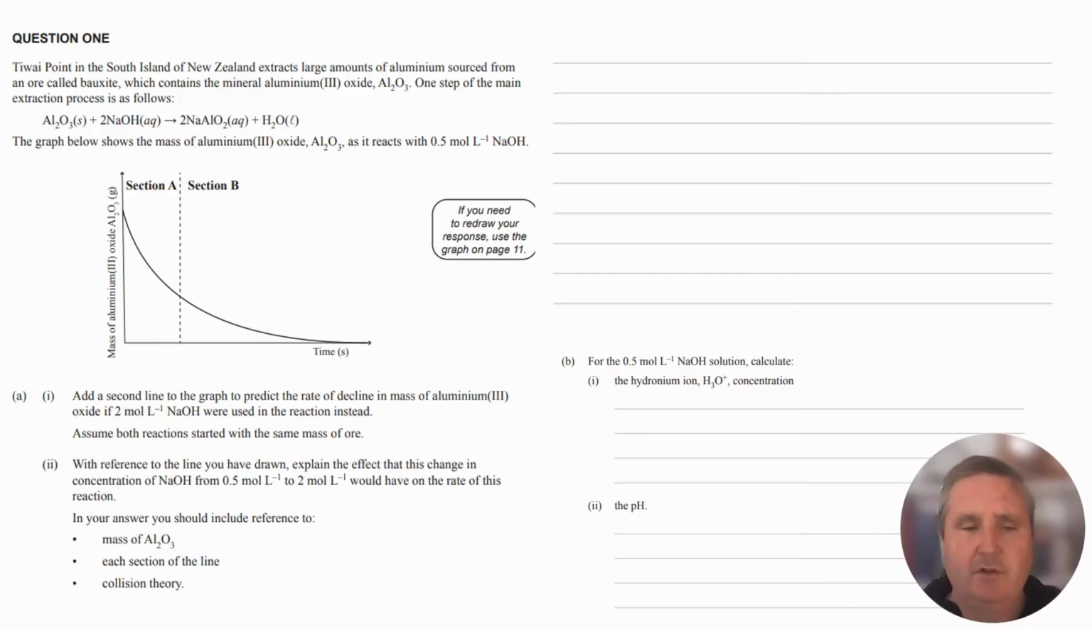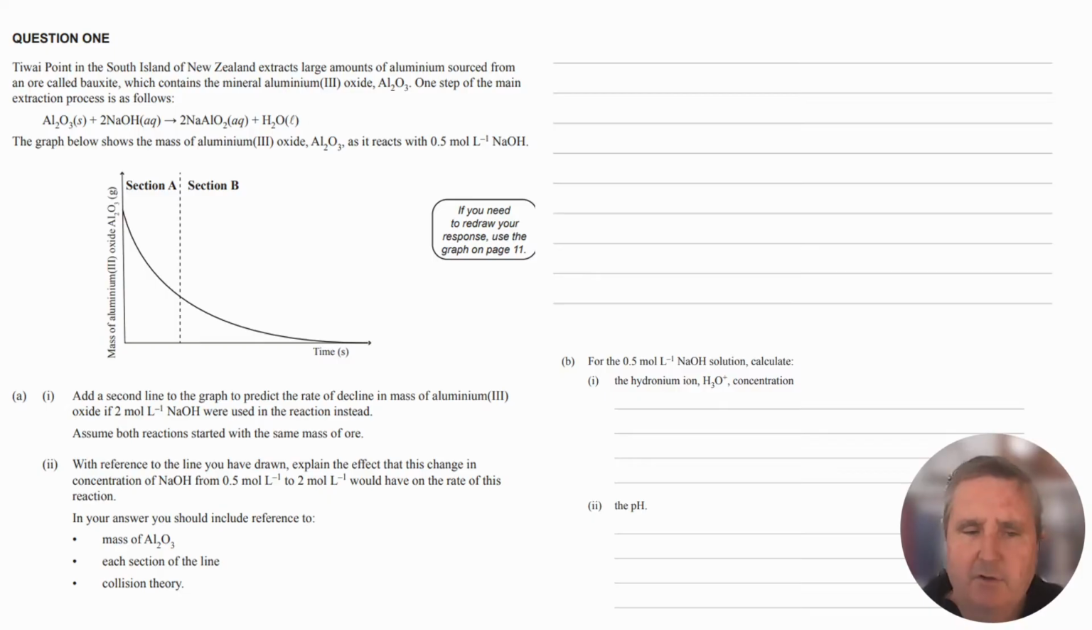There are 3 questions in the paper. Each question is marked out of 8. This is question 1. So Tiwai Point in South Island of New Zealand extracts large amounts of aluminium sourced from an ore called bauxite, which contains the mineral aluminium oxide or aluminium 3 oxide.